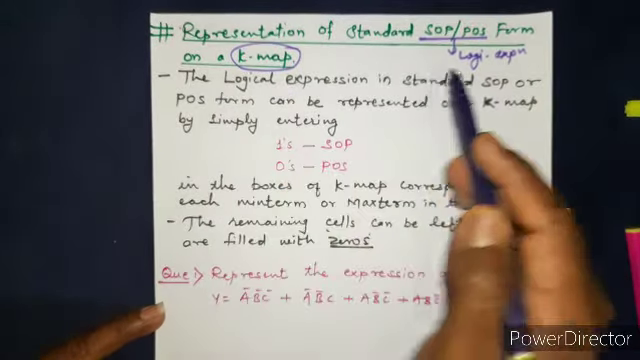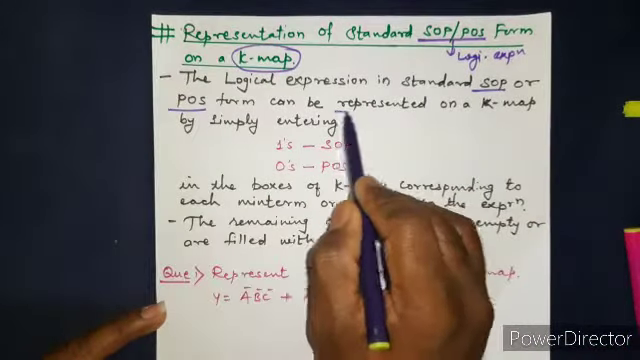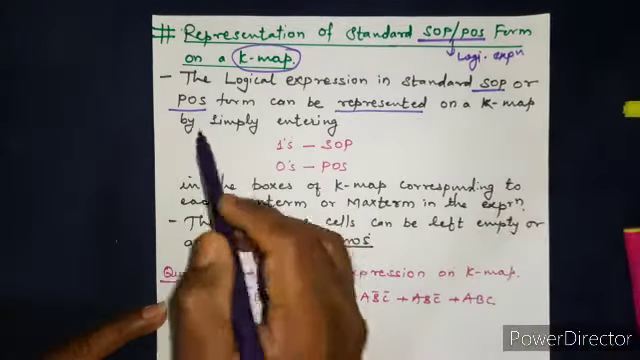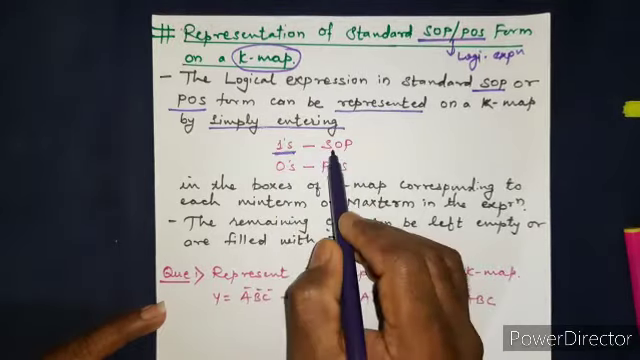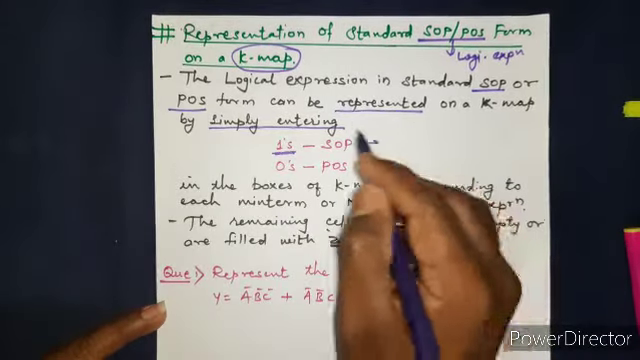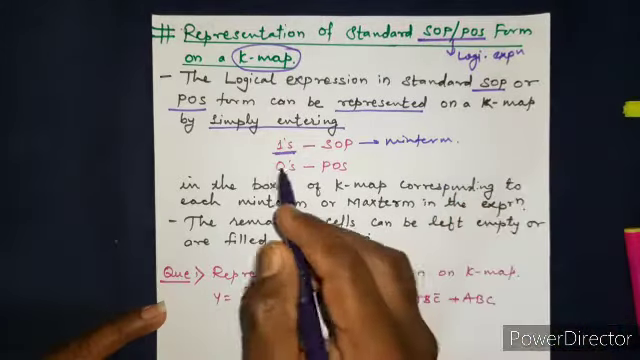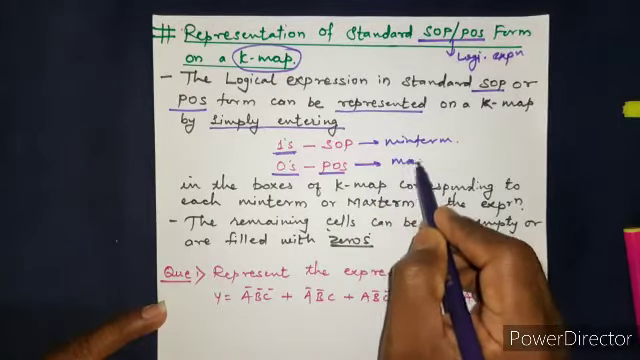The logical expression in standard SOP or POS form can be represented on a K-map. Now how can they be represented? By simply entering ones for the SOP, means min terms, right? And zeros if you are considering POS, means max terms.